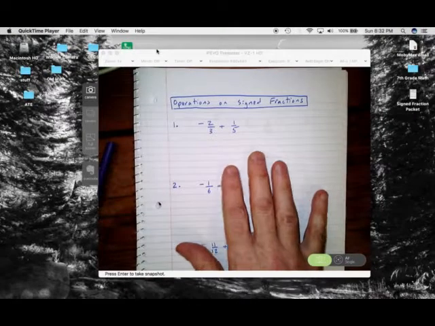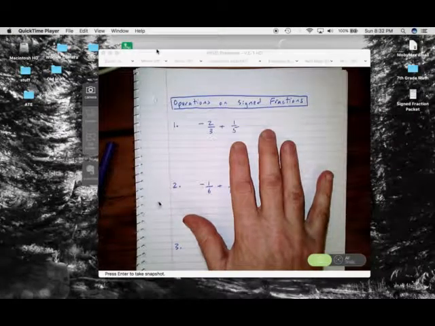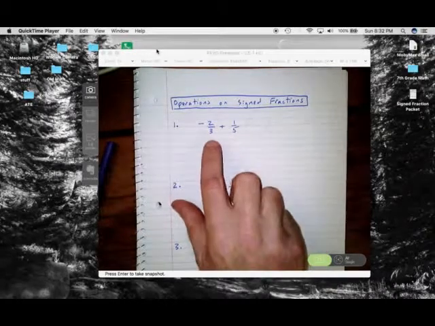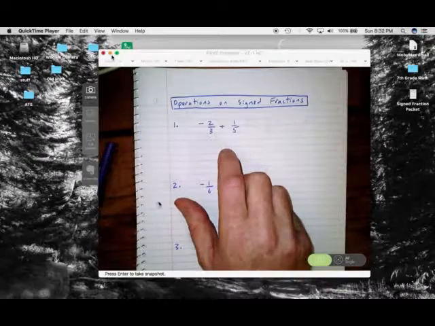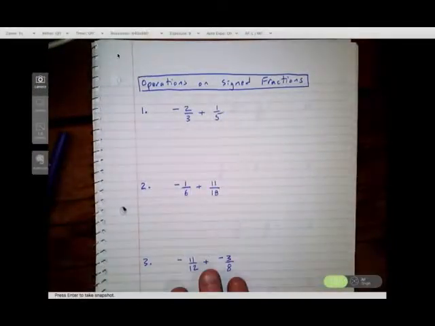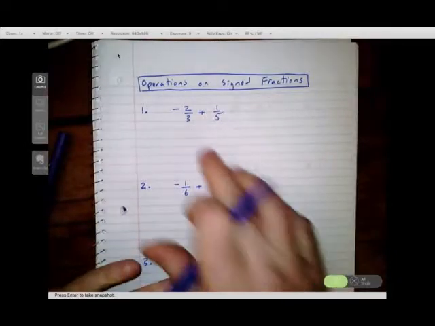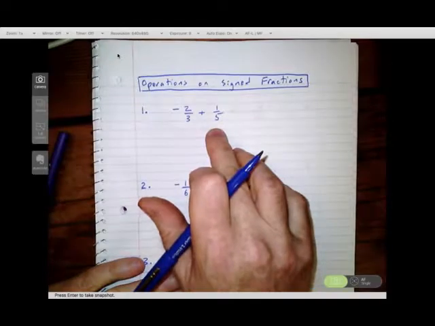Alright, so here's our video for this week, and what we're going to do this week is add, subtract, multiply and divide fractions that have positive and negative signs on them. So it's all stuff we've done before, it's just going to have this extra twist of having some positives and negatives to deal with. So here is negative 2/3 plus 1/5.